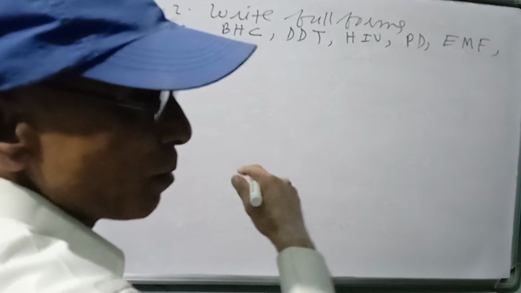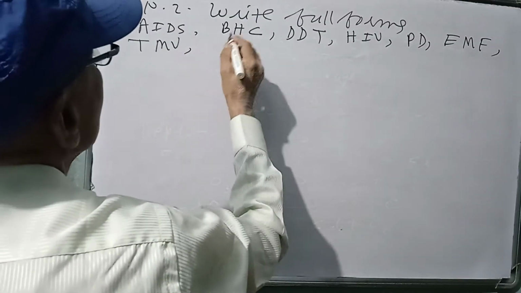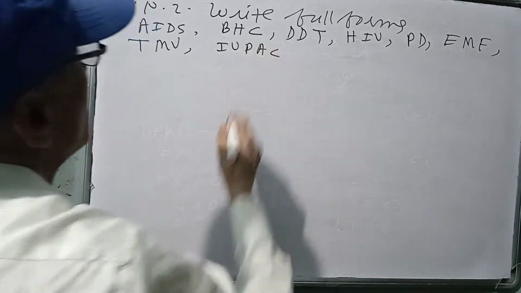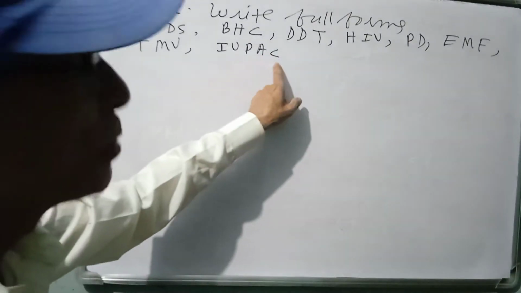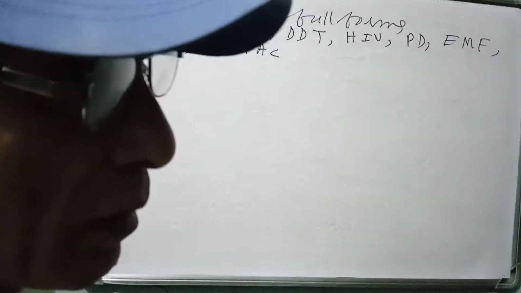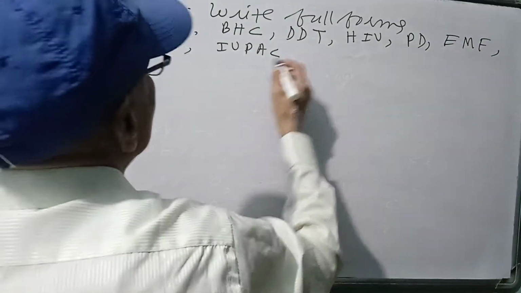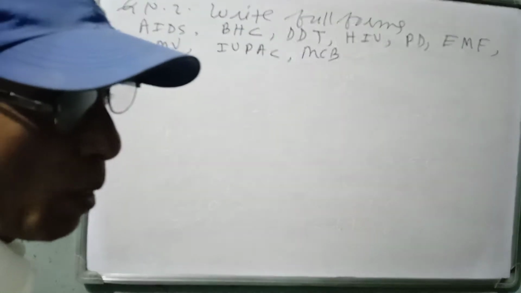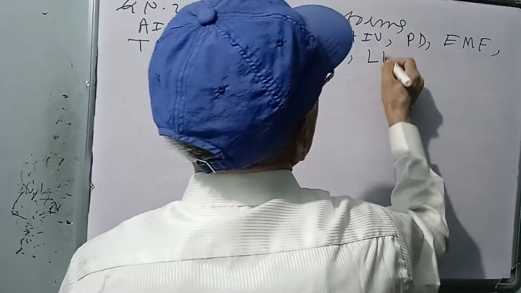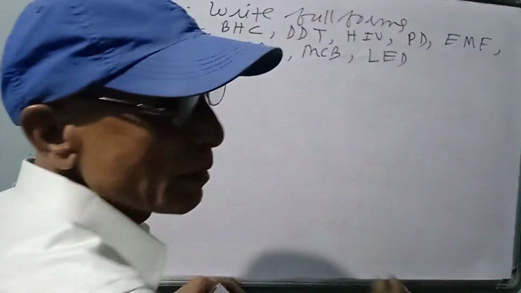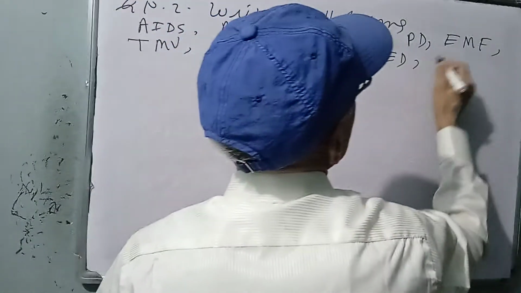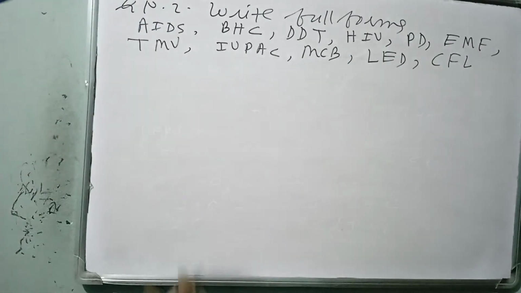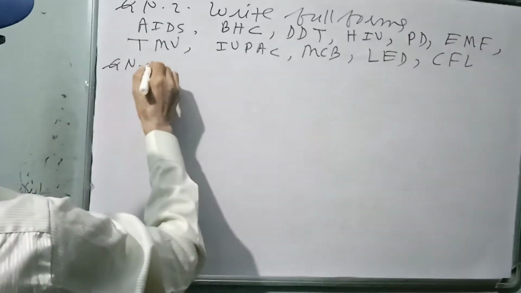In the same way, you can write others also, IUPAC, International Union of Pure and Applied Chemistry. MCB, miniature circuit breaker. LED, light emitting diode. CFL, compact fluorescent lamp.